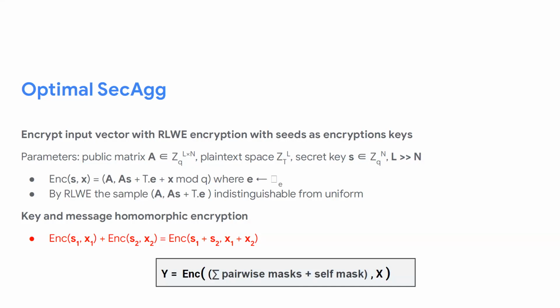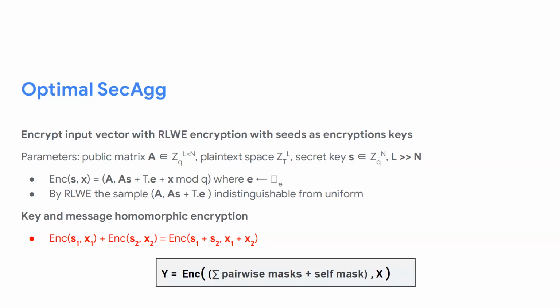So the important property that the RLWE encryption needed to satisfy was that it is both key and message homomorphic, which means that when we add these encrypted inputs, you are both adding the messages, but also adding the keys. And this adding of the keys was important because, as you remember from the previous slides, you had to have this cancellation of masks in order to be able to obtain the final output.